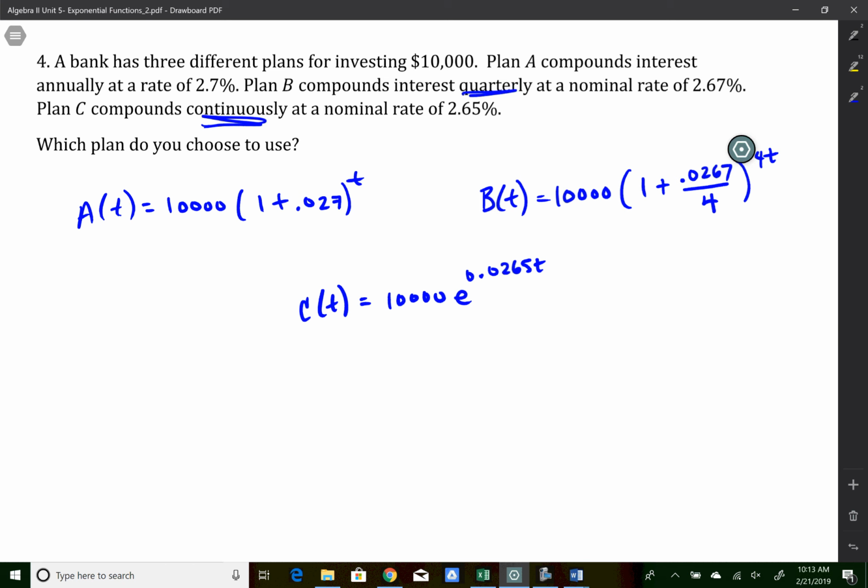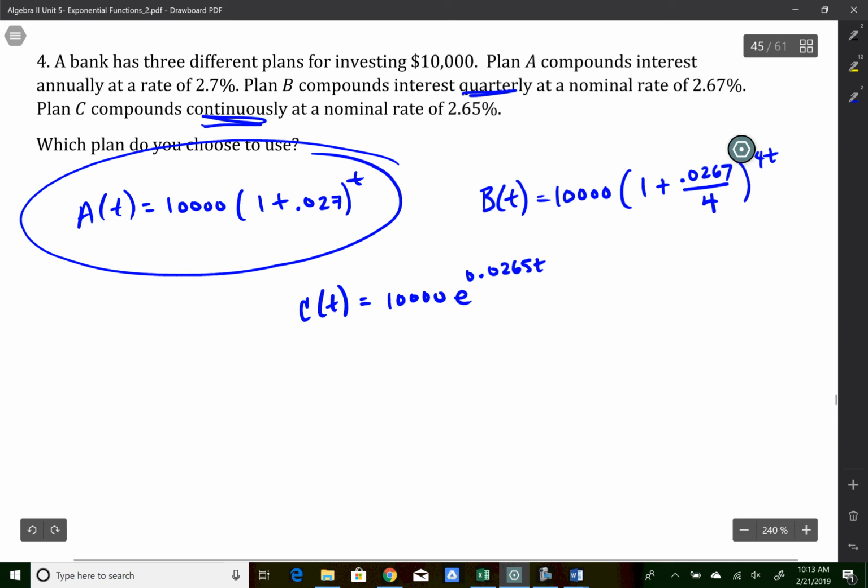Now the easiest way to do this problem and figure out which plan to choose would be to graph all 3 of them. So if you graph all 3 of them and then go into your table of values, you'll actually notice that A of T generates the most money consistently throughout the life of this loan or this investment, right? So A of T generates the most value. So as we go up, we're seeing that it's generating the most money.